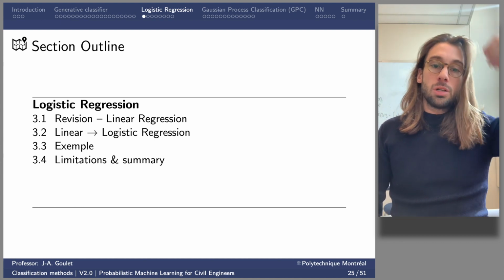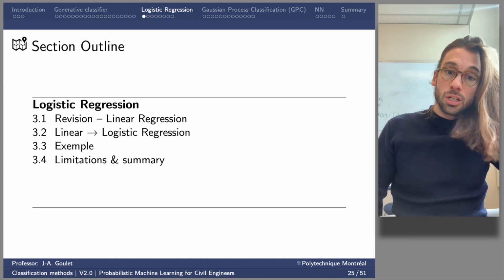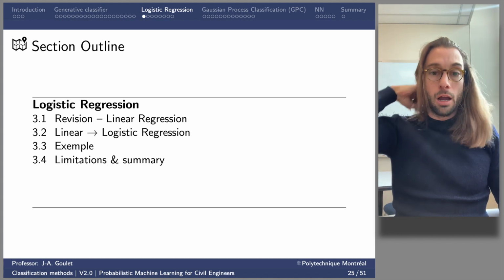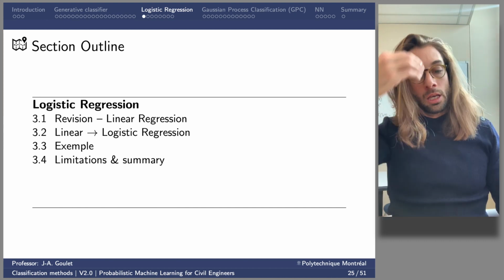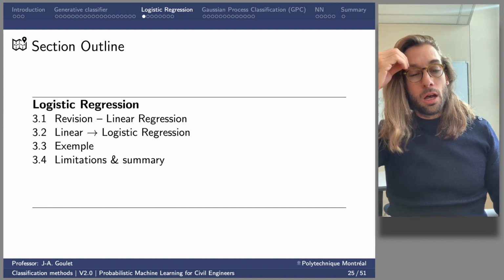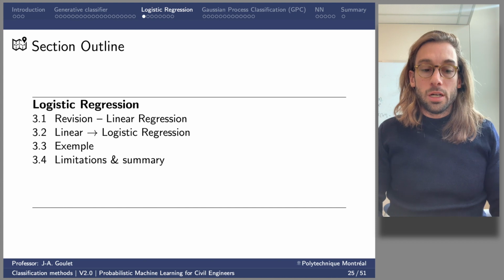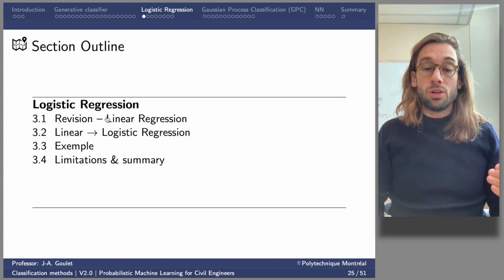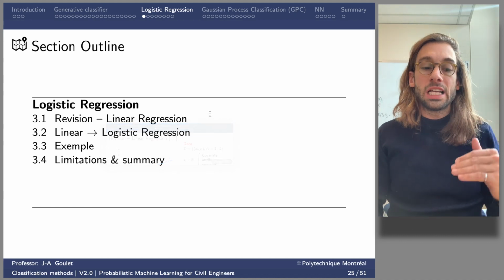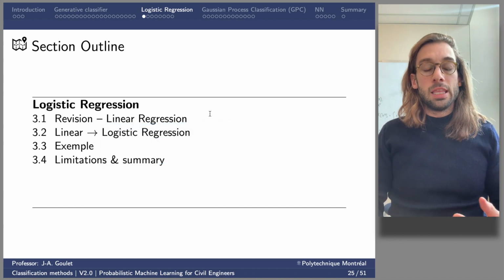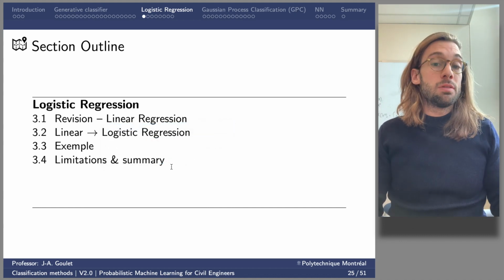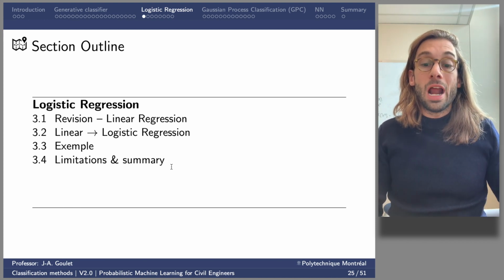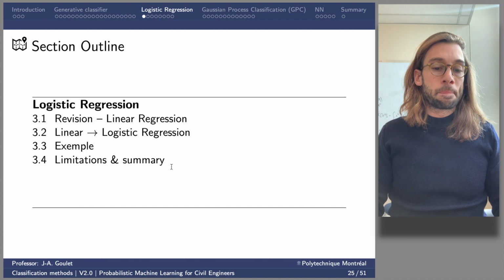Okay, in terms of discriminative approach, the first one we're going to see is logistic regression. Logistic regression is actually simply an extension of the linear regression we saw in the regression module, okay? So we're going to first see a revision of linear regression. How does it work? And how can we extend this regression method for a classification setup? Then we're going to look at what are the limitations of such an approach and what is the need to see some more advanced approaches.